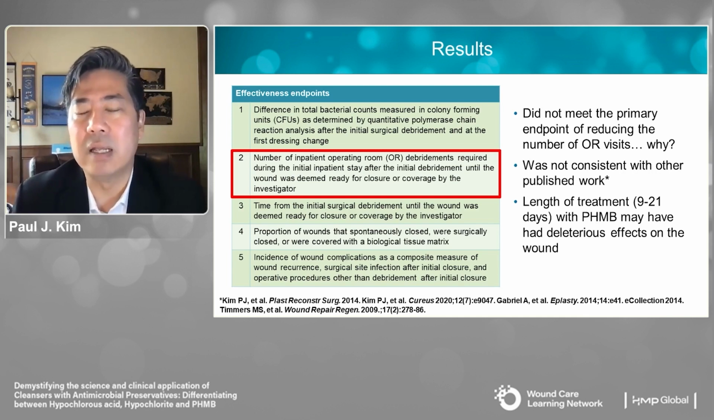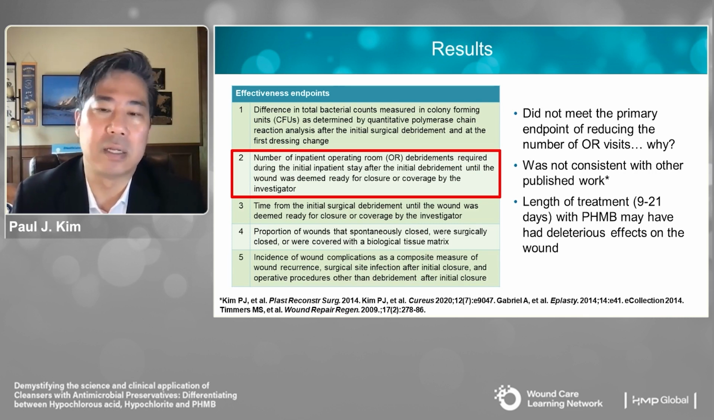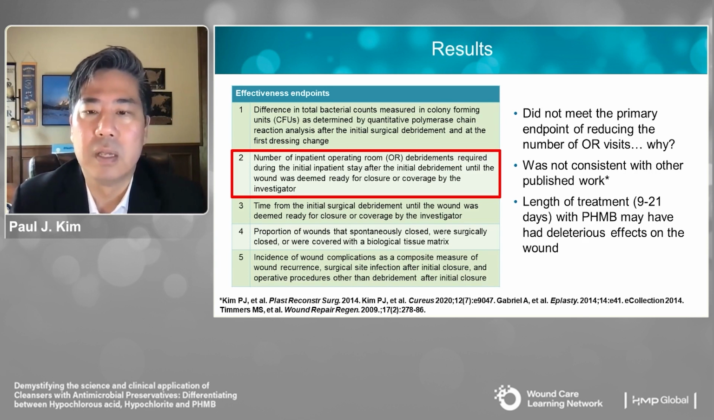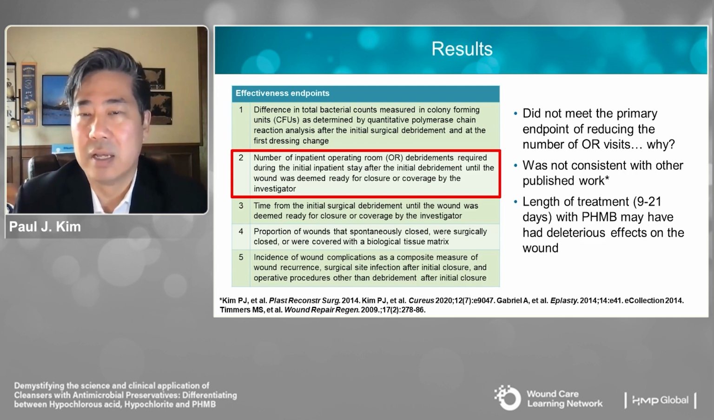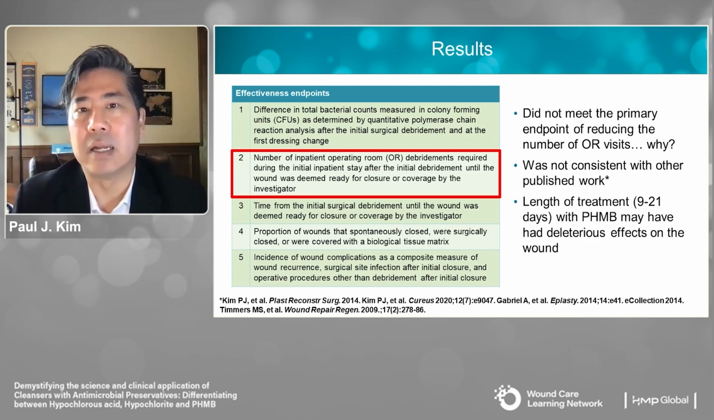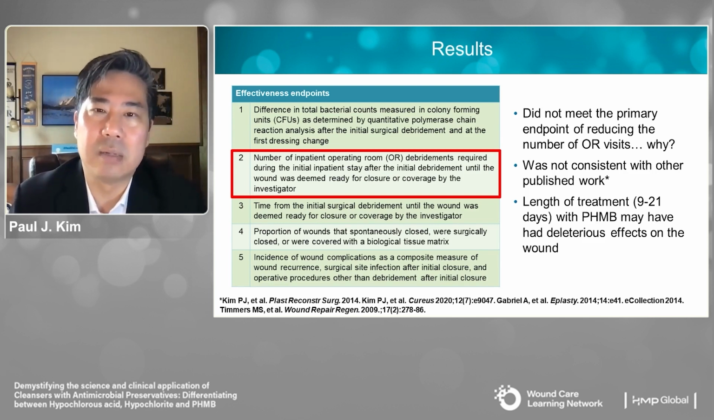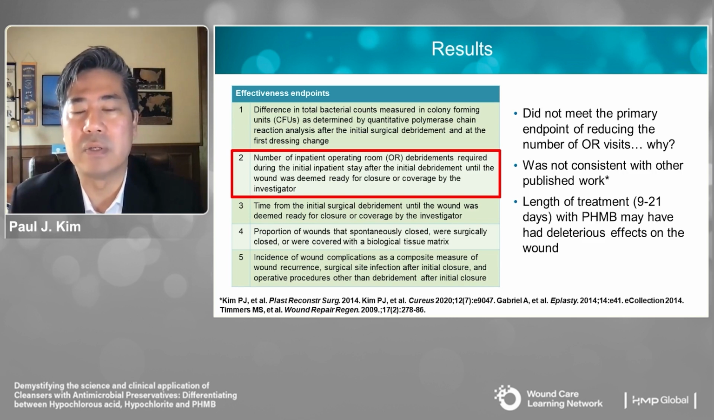But I really started digging into the results of this study, and one of the things that I noticed was the length of treatment in the PHMB arm, the installation therapy with PHMB, was 9 to 21 days. In fact, the median was probably greater than 15 days of therapy using installation therapy. If you look at my study and Alan's study and Mike Timmer's study, you'll notice that the therapy days in all of those studies were much shorter. And so that got me thinking, well, why is that?